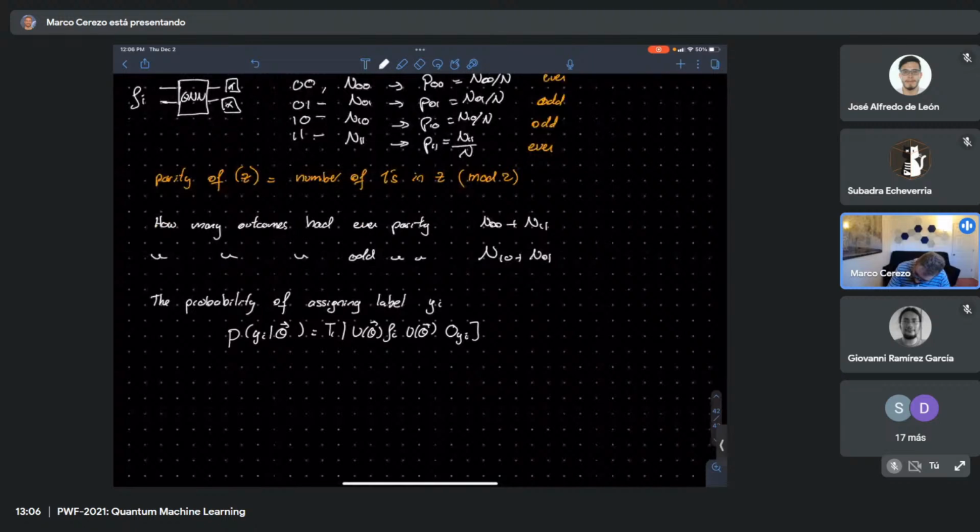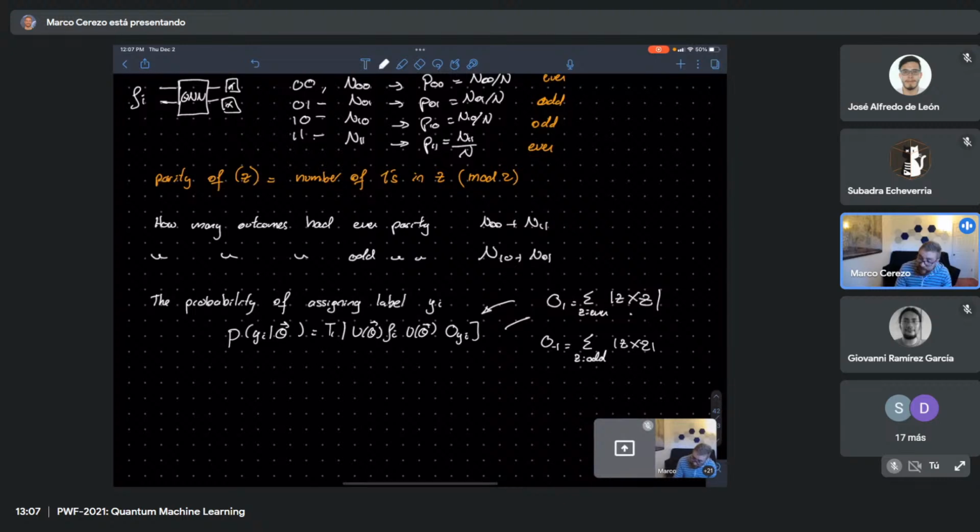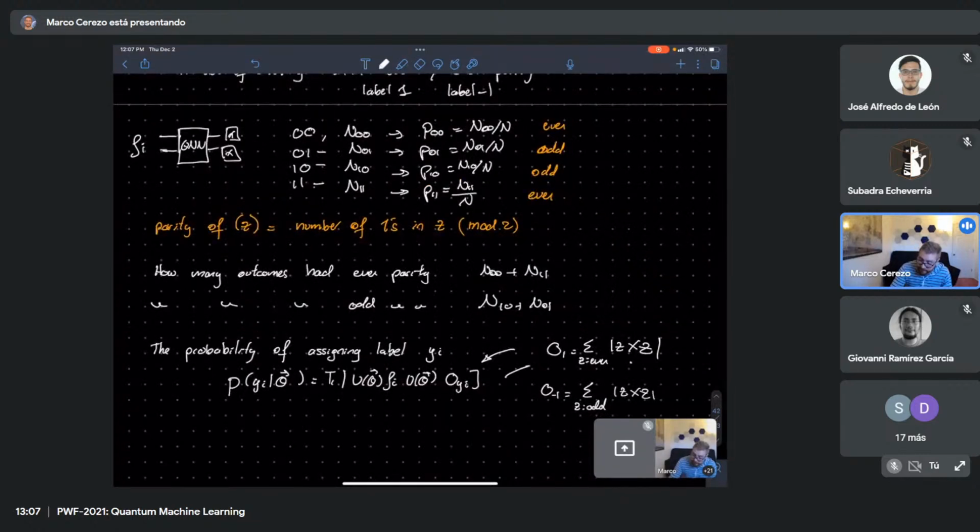What is O_yi? So I know that O_1 is the summation onto the projector onto Z being even, right? And O_-1 is the summation onto the projectors of Z being odd, right? Why is this true? Because we know that whenever we put the summation inside of this expectation value, I'm going to get a summation of probabilities. And this is essentially what I'm doing. I am adding up the probability of getting all the measurements that have even parity, or the probability of all the measurements that have odd parity, right?